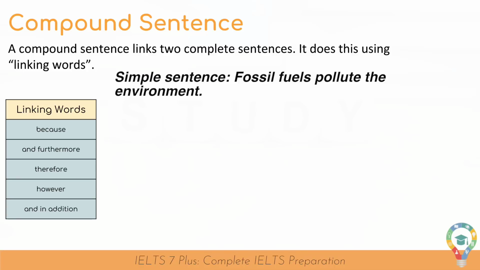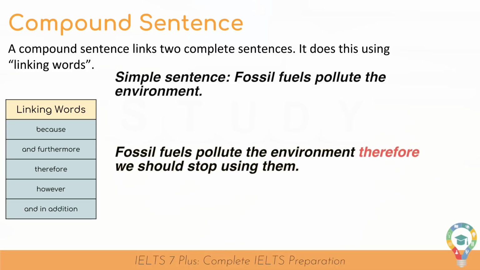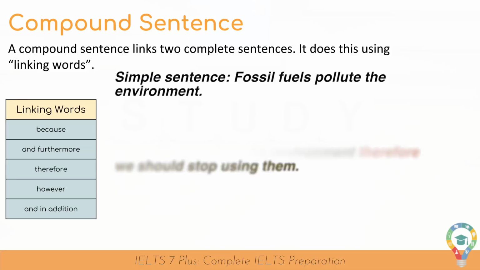Here's the simple sentence extended with a linking word to create a compound sentence. Fossil fuels pollute the environment, therefore we should stop using them. Fossil fuels pollute the environment is a complete sentence, and also we should stop using them is a complete sentence or a whole idea. Instead of using a full stop to create 2 simple sentences, we use the word therefore to link these 2 whole ideas, and this gives us a compound sentence.